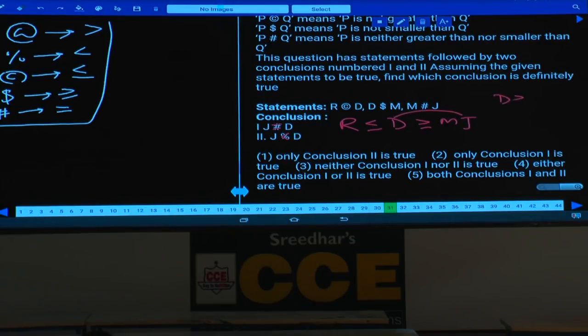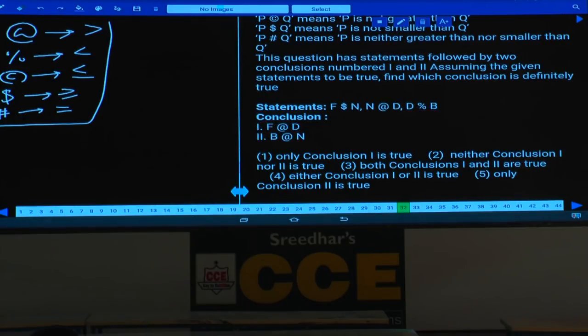Now between D and J, what is the conclusion we can get? D greater than or equals to J, which implies that J is either lesser than or equals to D, either the second one or the first one. Hence, either 1 or 2, it is given in choice 4. Question number 31, choice 4, either 1 or 2. Then question number 32, F greater than or equals to N. N at the rate of means N greater than D.